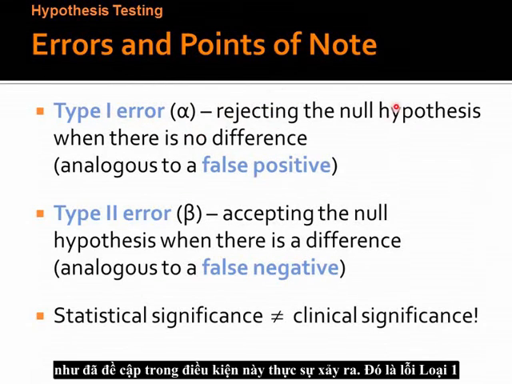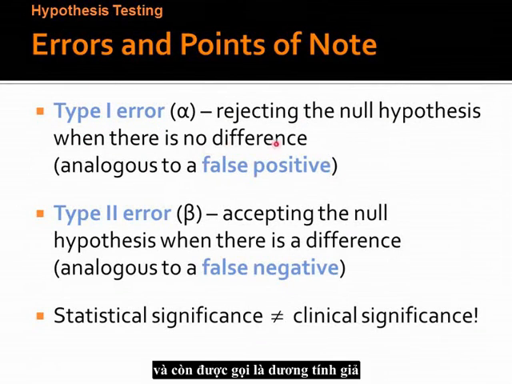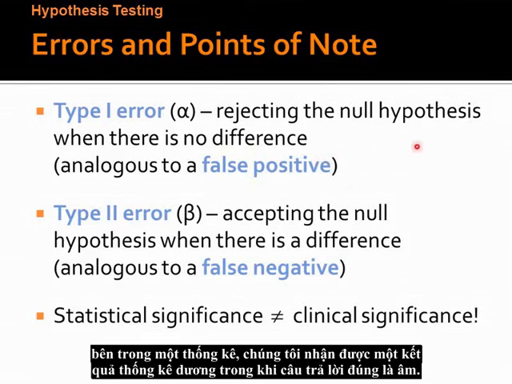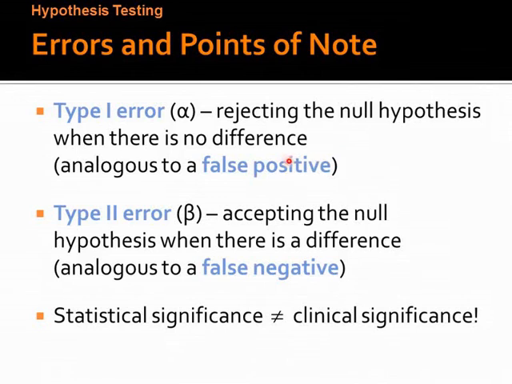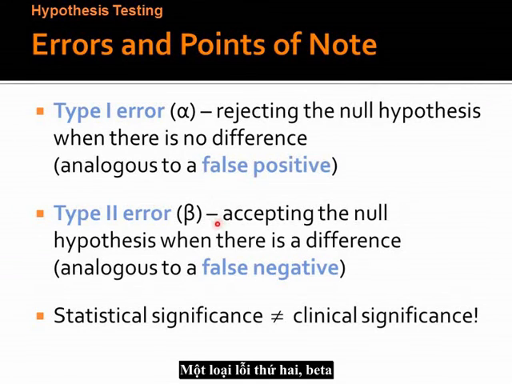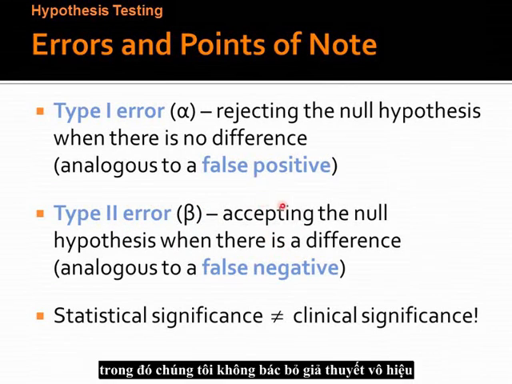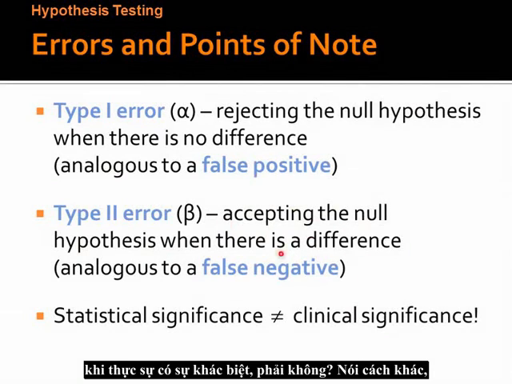As mentioned, if this occurs, it is a type 1 error, also known as a false positive. In other words, we got a positive statistical result when the correct answer was actually negative. There's a related kind of error, which we call beta, or a type 2 error. Here we do not reject the null hypothesis when actually there is a difference.